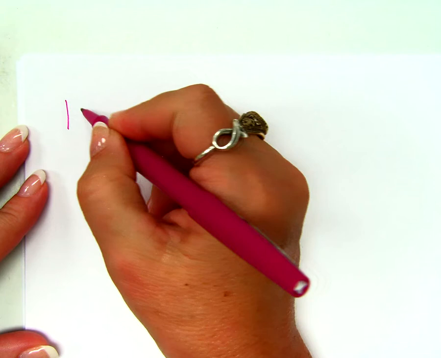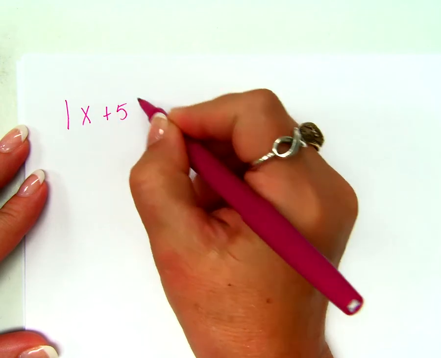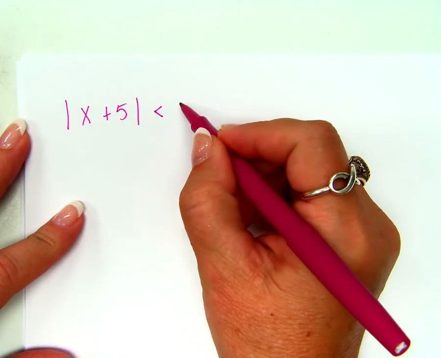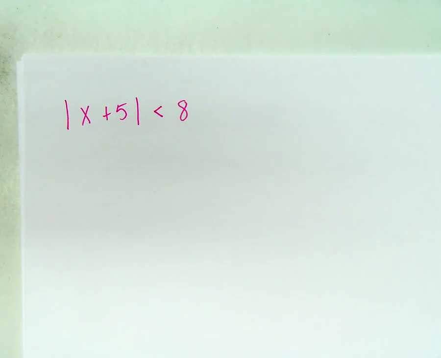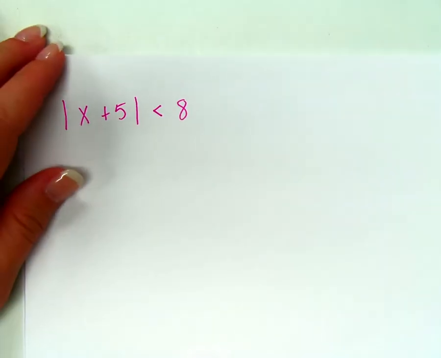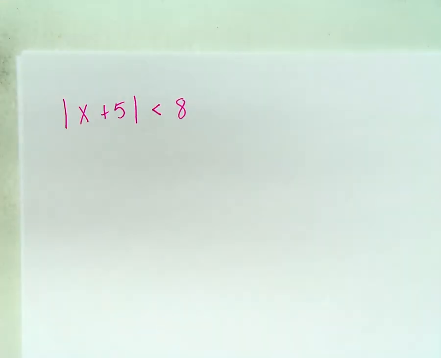It looks almost identical. The absolute value, excuse me, of x plus 5 is less than 8. So how is this different from yesterday? It's not equal to. It's called an inequality, right? It's not equal to. It's an inequality. This particular inequality is less than, okay?